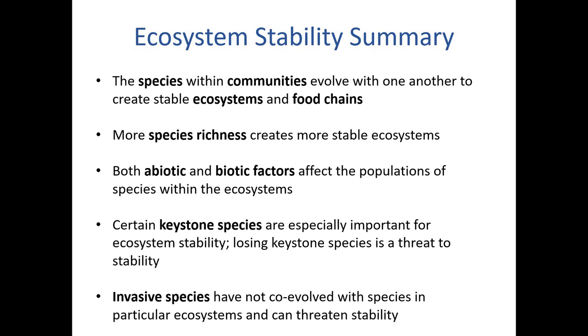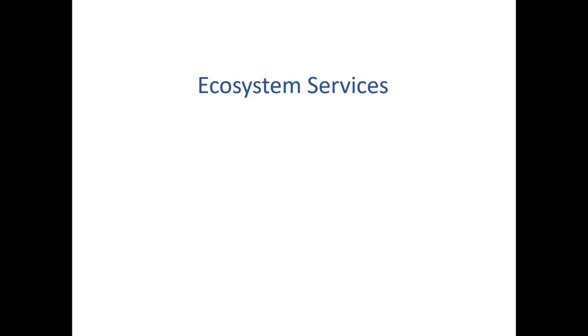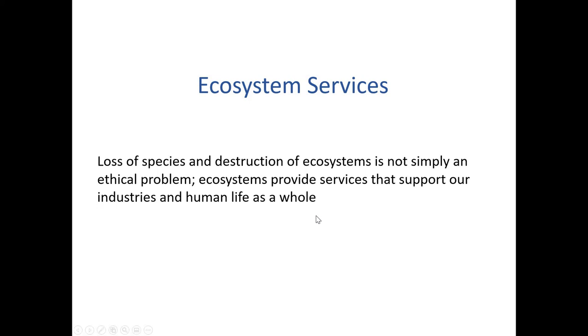Okay, so going back to why ecosystem stability is important, we talked a little about these ecosystem services, or the things that ecosystems basically provide to humans. As we just talked about, loss of species and destruction of ecosystems is an ethical problem for one thing. If the polar bears go extinct or something of that nature, of course it's going to be sad and we don't want it to happen. But additionally, aside from the intrinsic value and the ethical value of these ecosystems, they also provide crucial services that support our industries and human life all together.